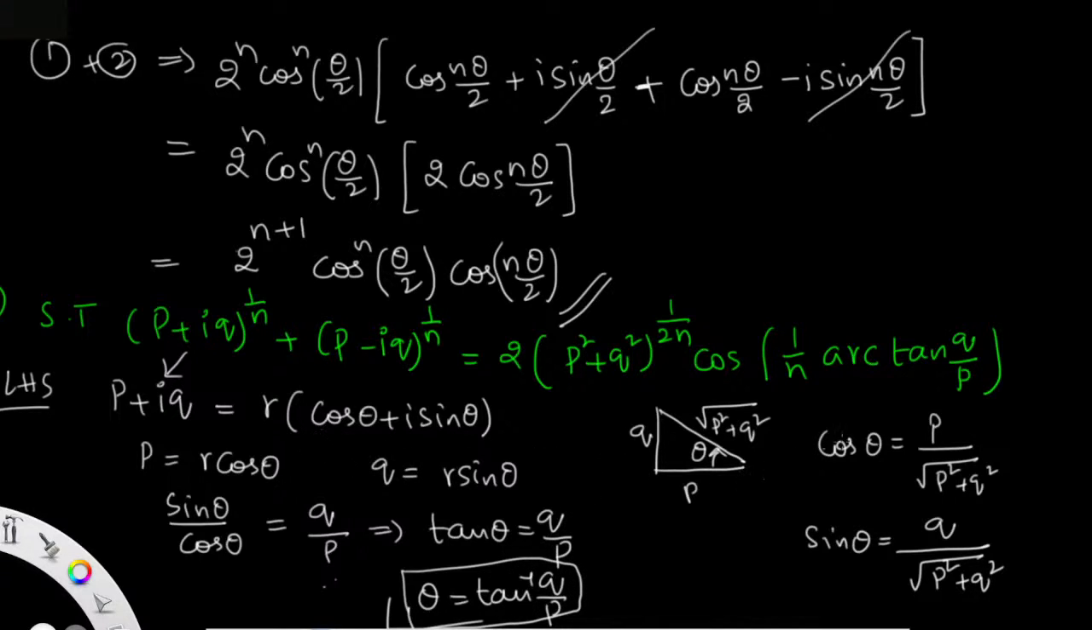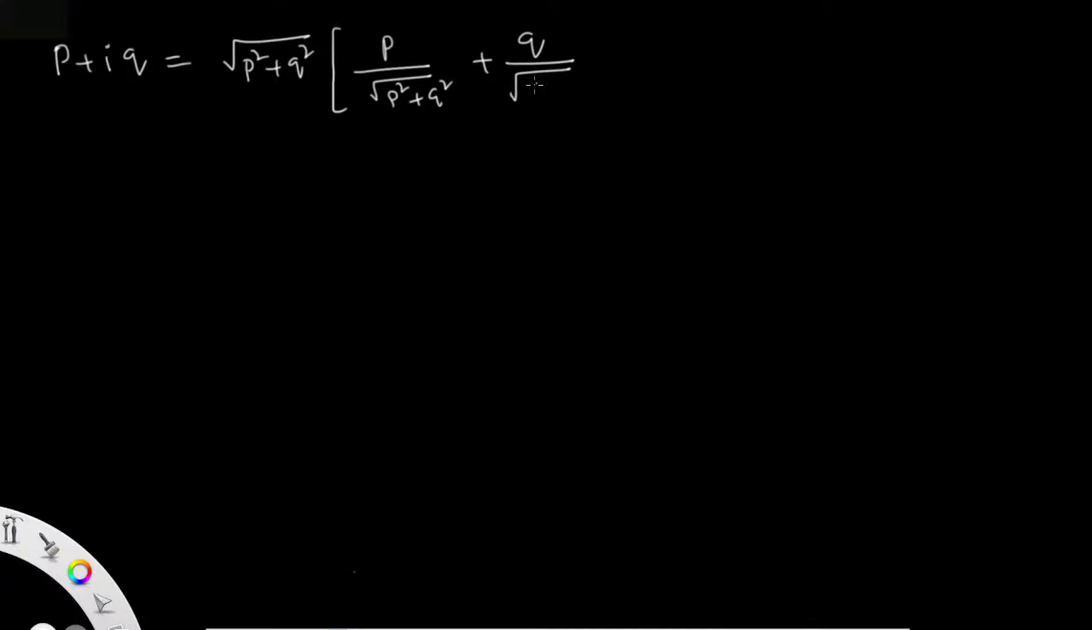From this, cos theta we can write as p by root over p square plus q square, and sin theta is nothing but q by root of p square plus q square. I am converting all terms into p and q terms, that's why I am writing all these in the form of sin theta and cos theta. Now substitute in p plus iq. I am writing r, the modulus, as root over p square plus q square, and cos theta as p by root over p square plus q square, and sin theta as q by root over p square plus q square.